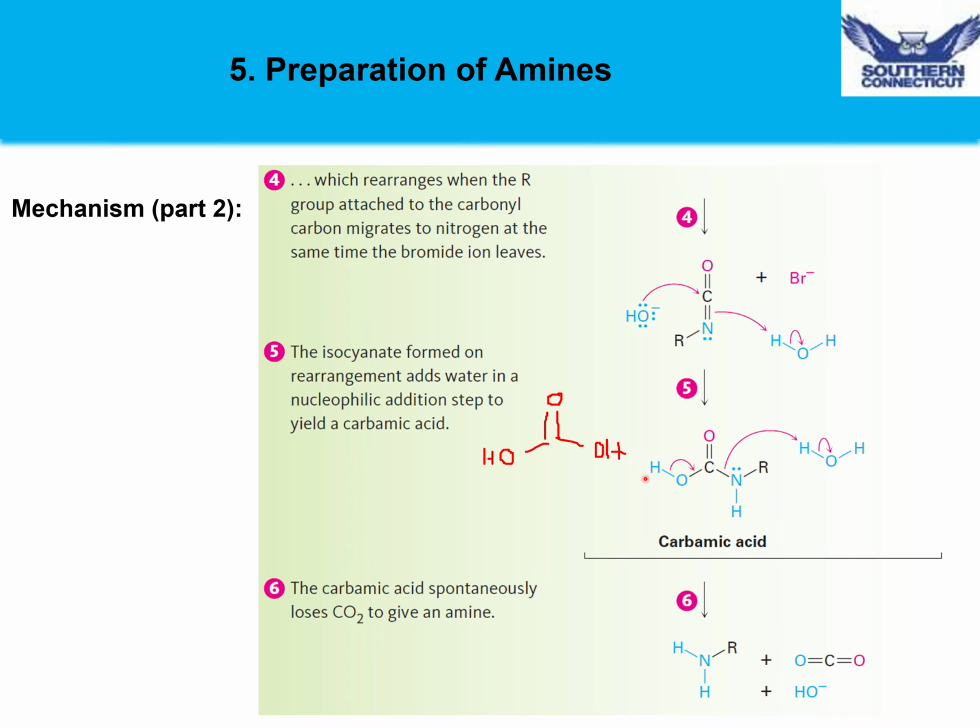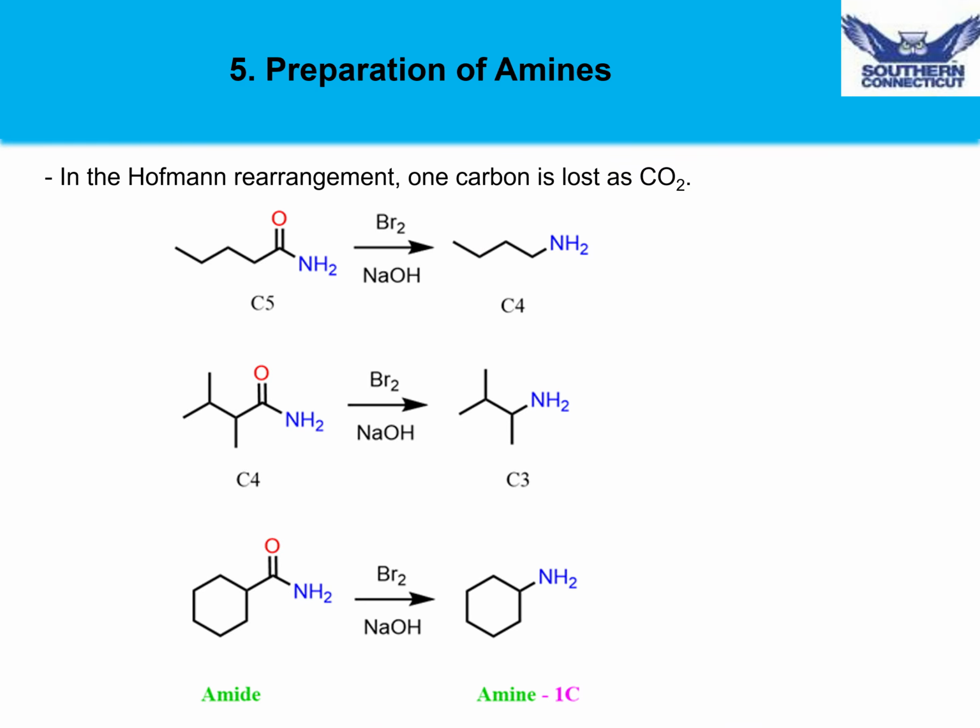A base will remove this proton, lead to this bond, forming a double bond here. The single bond between the carbon and nitrogen will be used to pick up a proton and add it to the nitrogen. That gives us the primary amine plus CO2 as a byproduct. As we mentioned previously, in the Hofmann rearrangement, we always lose one carbon due to the loss of CO2.